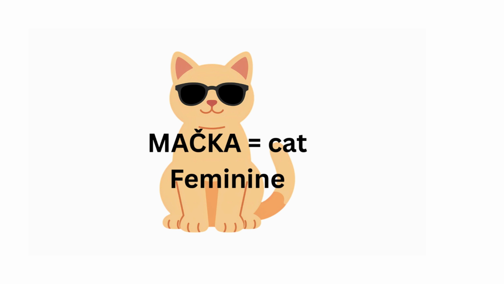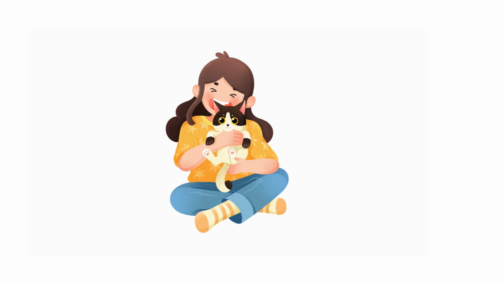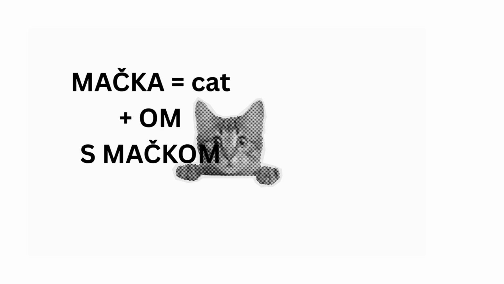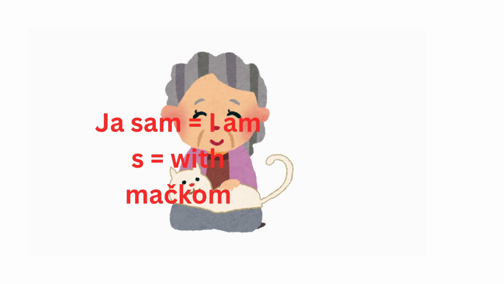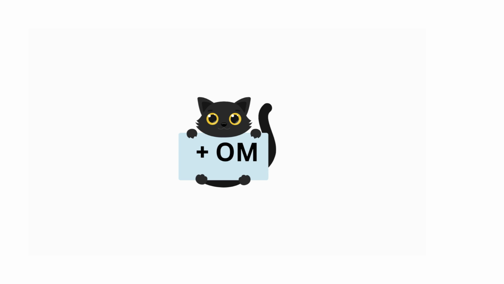Let's take mačka, cat. It's a feminine noun. Ja sam, I am. I am with the cat. Let's learn how to say that. Ja sam s, I am with. We've got mačka, we take the A off and add an OM, mačkom. Ja sam s mačkom, I am with the cat. See how we've put an OM on the end?